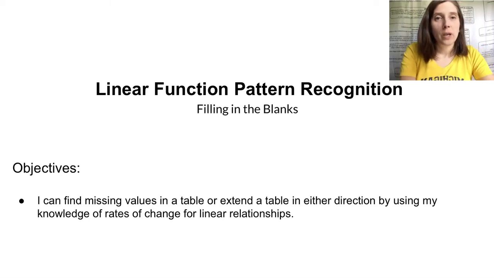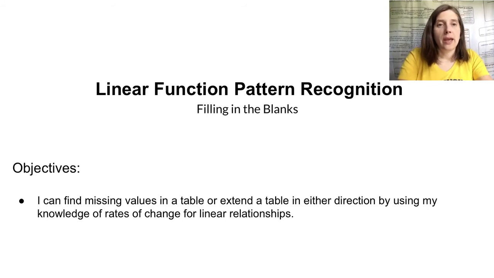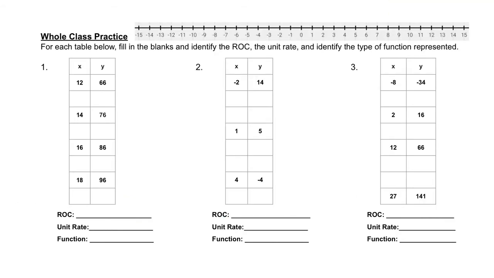Hi, mathletes. We are continuing our discussion of filling in the blanks for linear functions, and our objective remains the same. We are going to find missing values. We're looking in a table or extending that table in either direction, and we're going to use our knowledge of rates of change to do this. We're continuing with the whole class practice, which is the second half of the first page in your guided notes practice. For each table below, fill in the blanks and identify the rate of change, the unit rate, and identify the type of function represented.